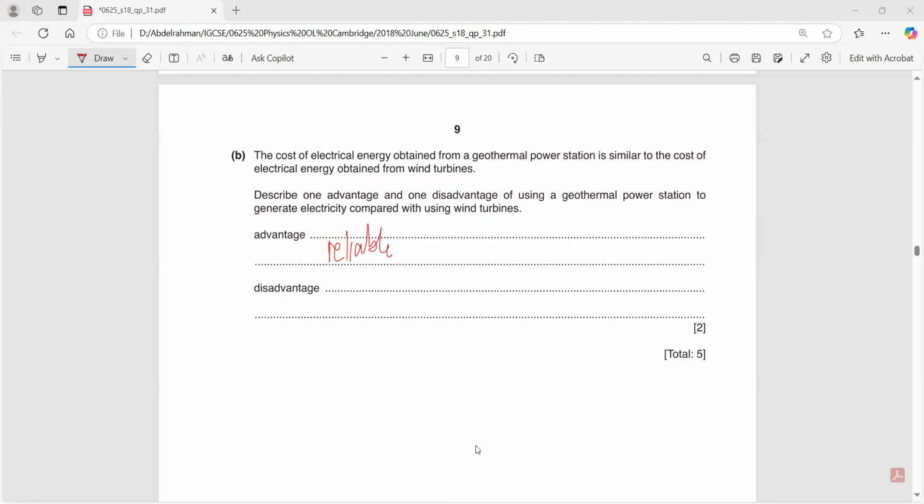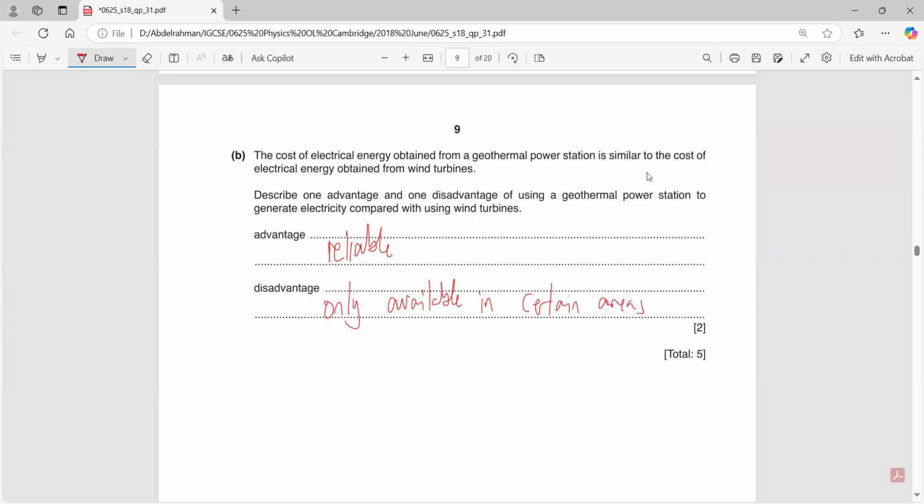Yes, you said they should be made in special places. That is correct, 100 percent. There are only certain areas in which we can build these geothermal power stations. Only available in certain areas.